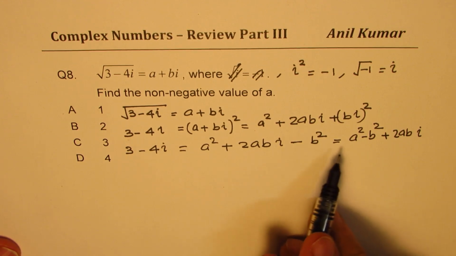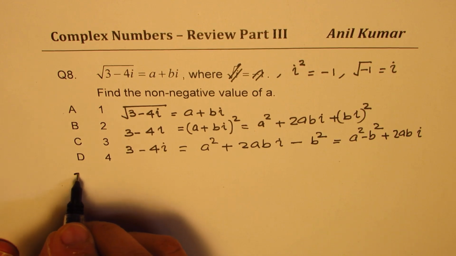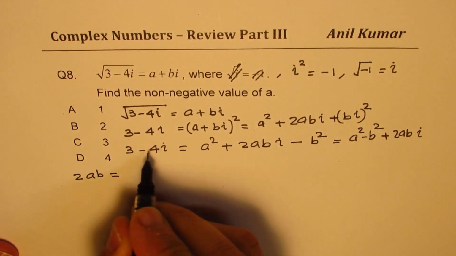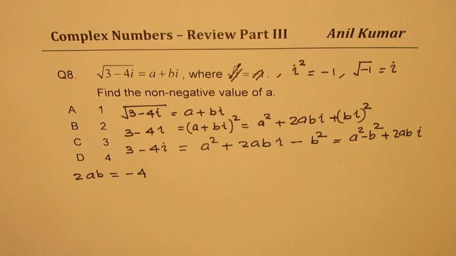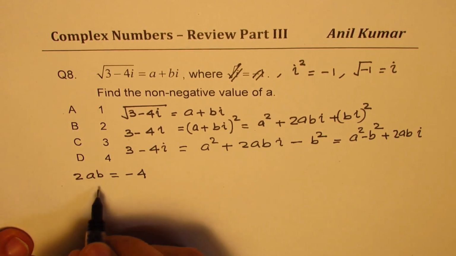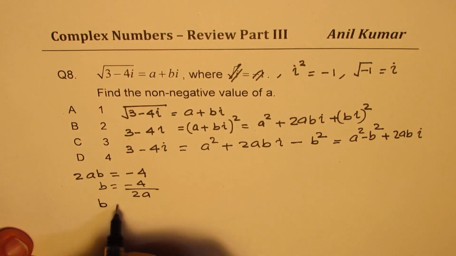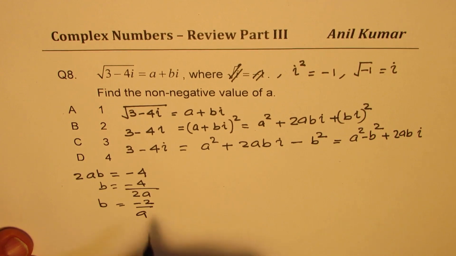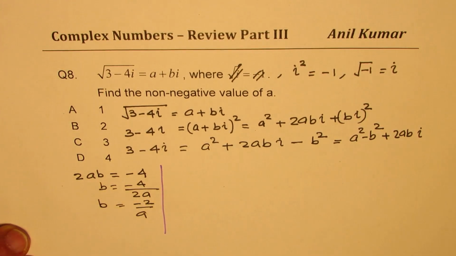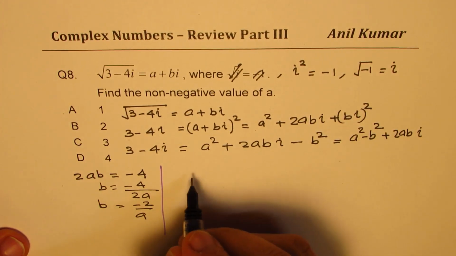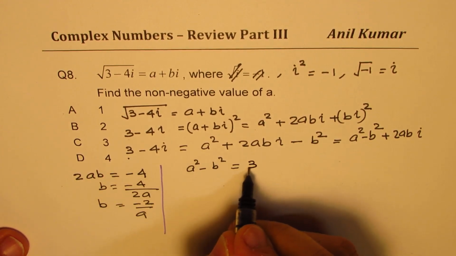Comparing real and imaginary parts, what do we get? We get the imaginary part 2ab, which is equal to minus 4, right? From here, since we need to find the value of a, we can write b in terms of a, right? So b equals minus 4 over 2a, or we can say b equals minus 2 over a, correct? Now let us see the real part given to us, which is a squared minus b squared. That should be equal to 3.